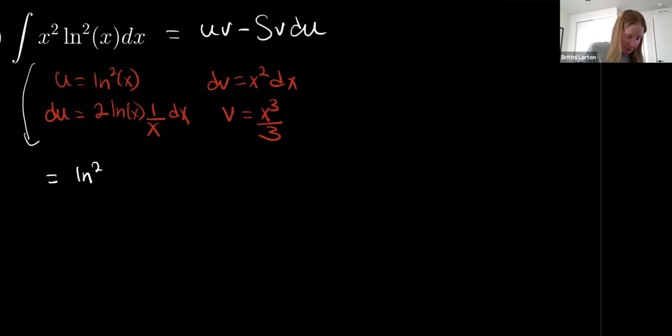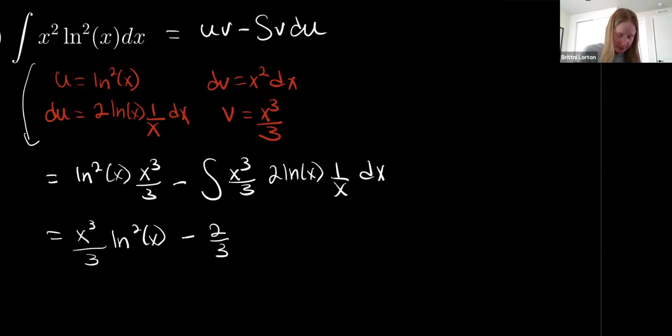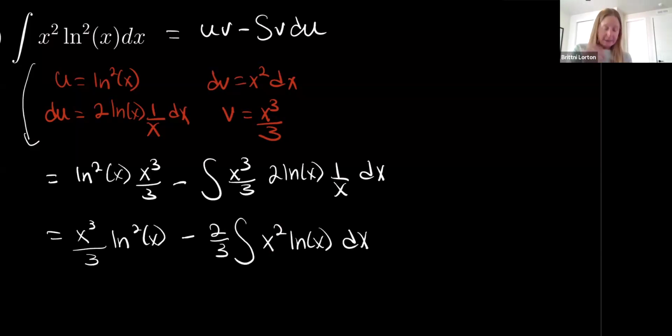Okay, so u, which was ln squared, times v, which is x cubed over 3, minus the integral of x cubed over 3 times 2 ln of x times 1 over x dx. And then, don't forget this part, simplify first and then integrate. So minus 2/3, it looks like, take the constants outside the integral, and then I have an x squared ln of x dx. Okay, I simplified.